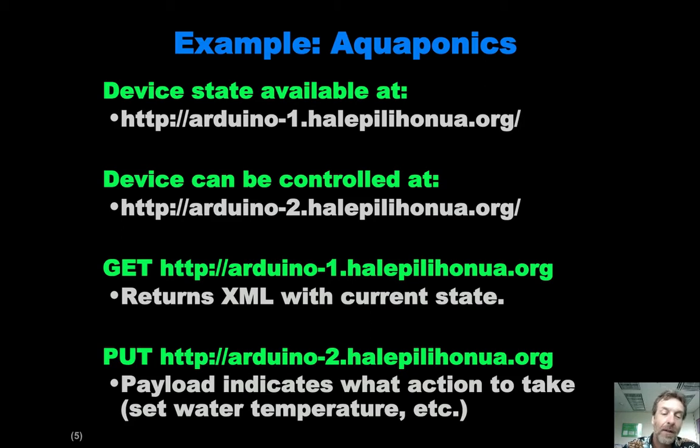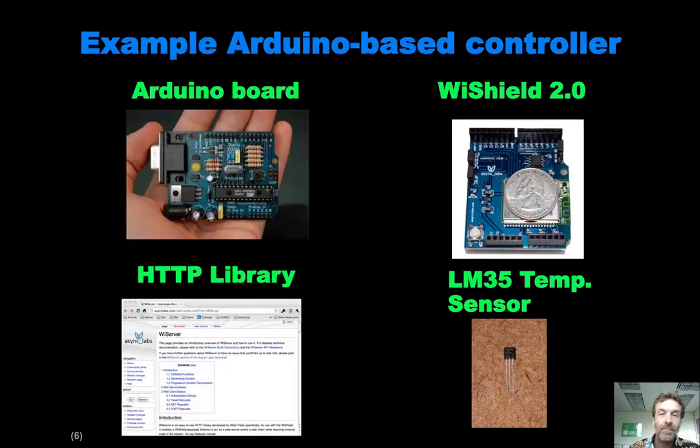And then we could do a put command with a payload that says, set the temperature or whatever to another device, and that would actually end up changing the devices or the actual aquaponics system in whatever manner we wanted.